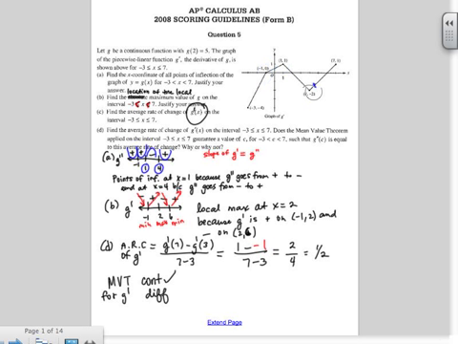So, not differentiable on the open interval -3 to 7. So no, the mean value theorem would not guarantee that. All right, so that's the end of that question.